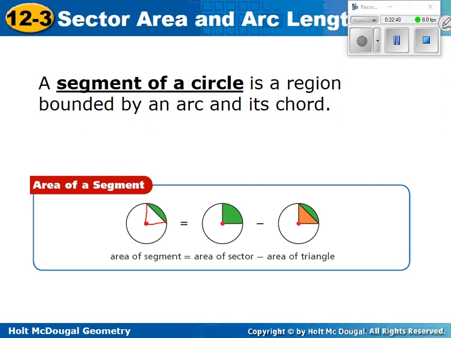Watch the words. Segment versus sector. I said that first period and they started their homework and I had some students finding the area of the segment instead of the area of the sector. So watch the directions. Okay.